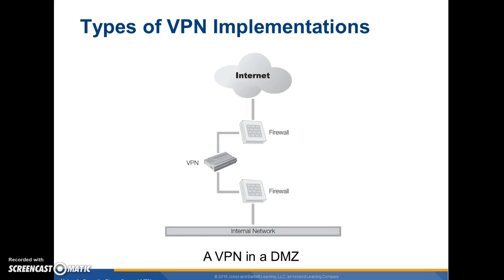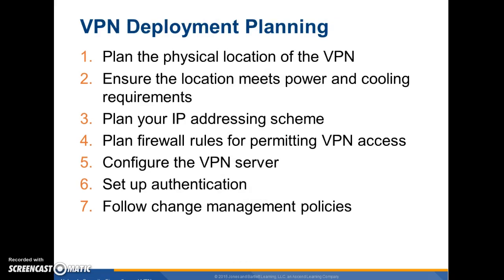The last two slides of this part deal with VPN deployment planning. Here you must plan the physical location of the VPN. Ensure that the location meets power and cooling requirements. Plan your IP addressing scheme, and that's for both external and internal network connections on the VPN, as well as for pools of addresses assigned to clients when they connect to the VPN. Plan firewall rules for permitting VPN access.